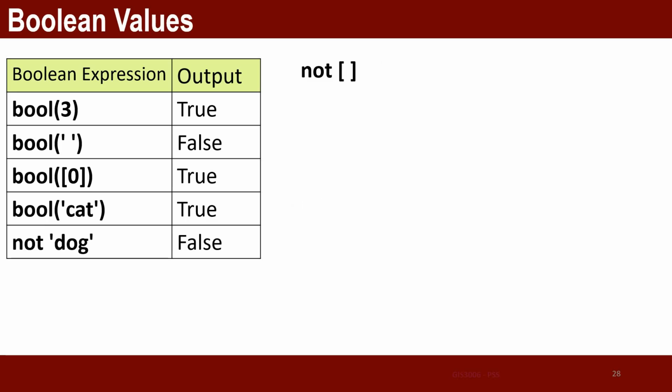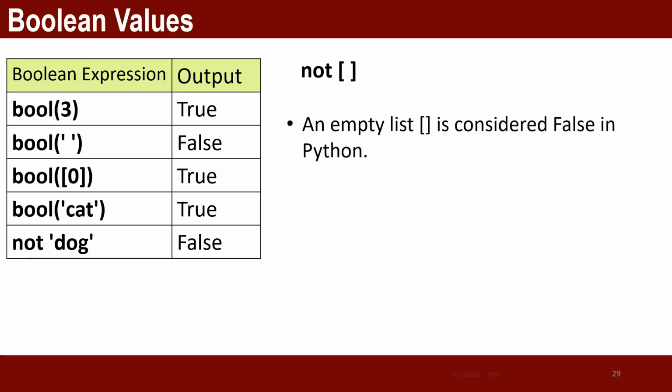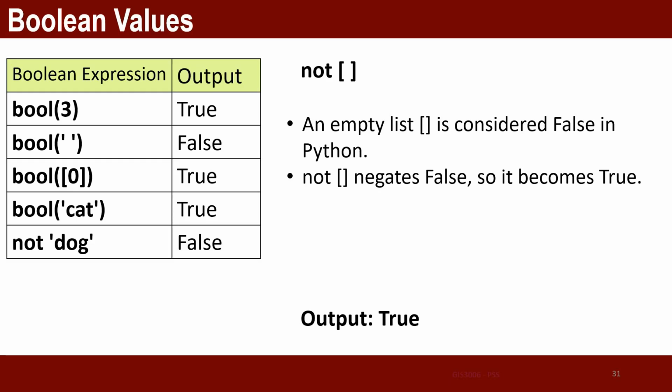Next one is not of an empty list, the brackets. An empty list is considered false in Python, but due to the not operator, it will become true. Not of an empty list, the result will be true.